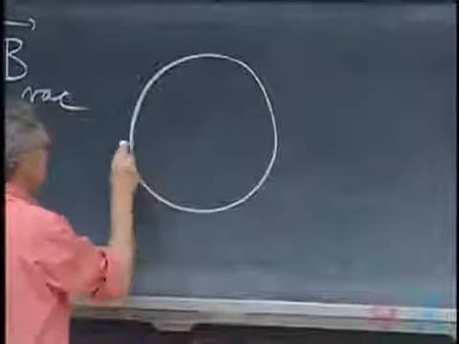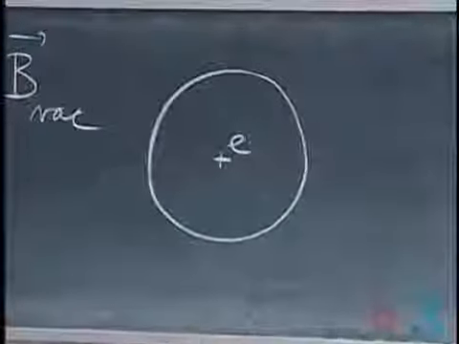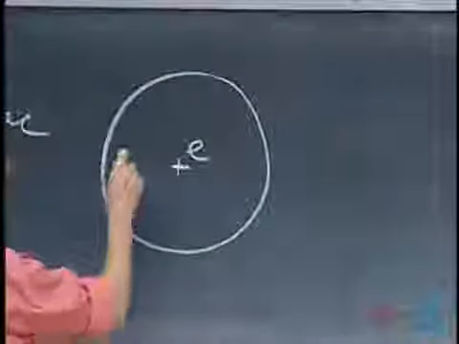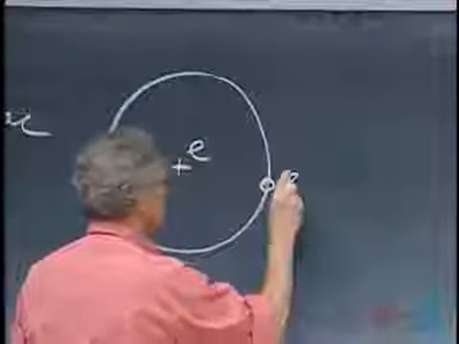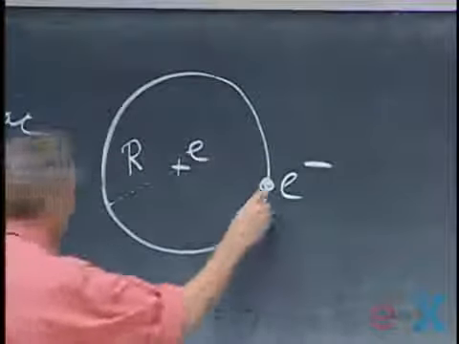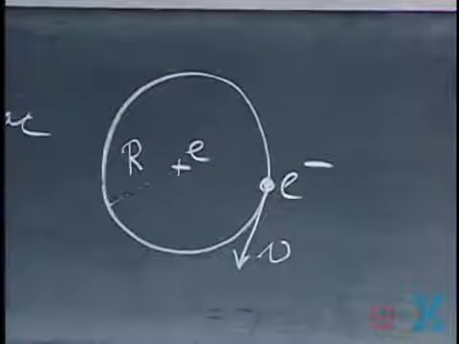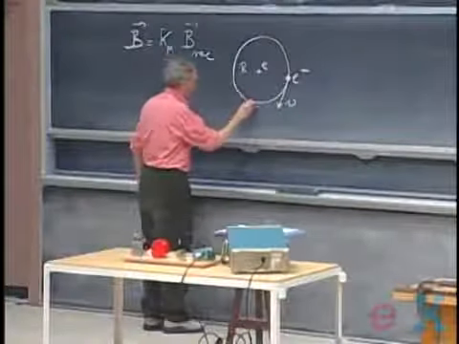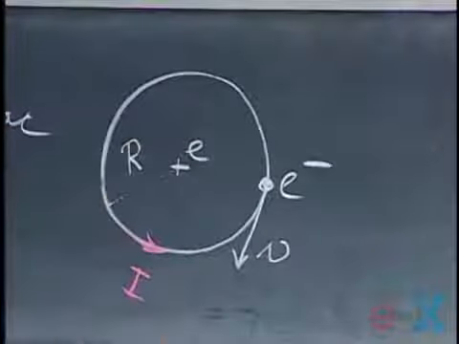If I have a hydrogen atom, which has a proton at the center, it has a charge plus e. e is the charge of the electron, but this is the plus charge. And let this have a circular orbit of radius r, and the electron here, I'll give it a minus sign to make sure that you know that it's negative. Say the electron goes around in this direction. This is the velocity of the electron. That means that, of course, the current around the proton would then be in this direction. If an electron goes like this, the current goes like that. That's just by convention.